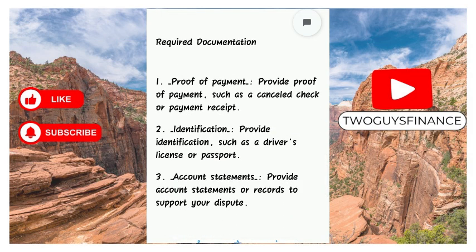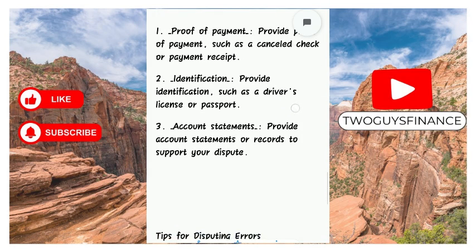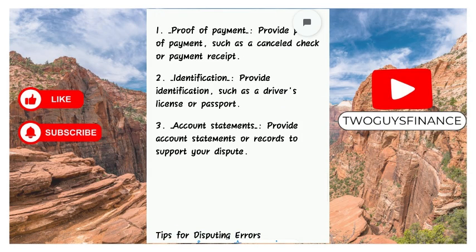The first, of course, is proof of payment. So you've got to provide a proof of payment, such as a canceled check or payment receipt. And then you need to provide identification. That could be a driver's license or a passport. You're also going to need account statements. So you need to provide account statements or records to, of course, support your dispute.